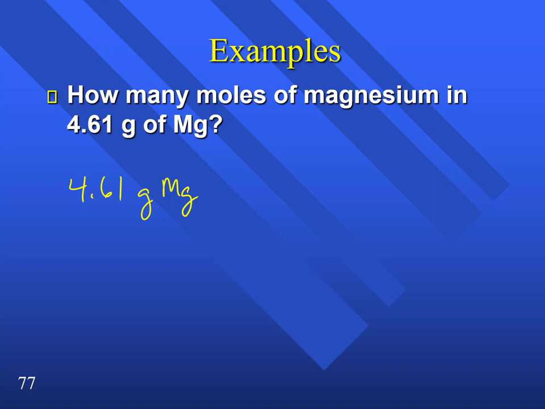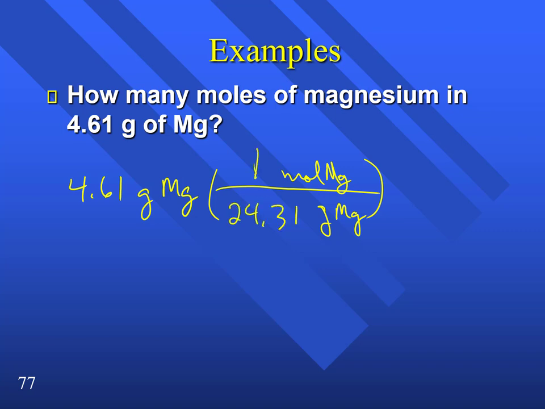So I write down what they gave me, and I want to change it into how many moles. So I look at the units. The unit I want to get rid of is grams of magnesium. It goes on the bottom. Change that into moles of magnesium. It goes on the top. And according to my periodic table, 1 mole is 24.31 grams. Set it up so the grams cancel out.